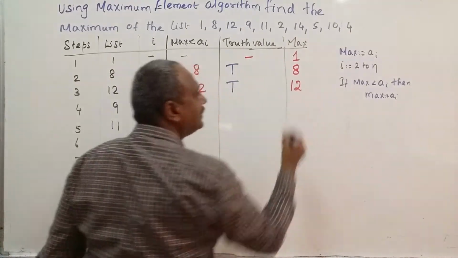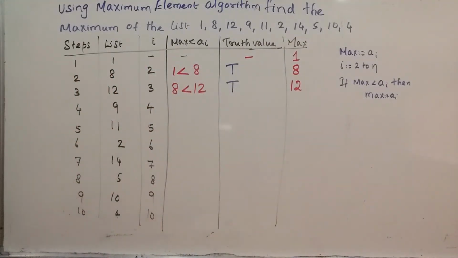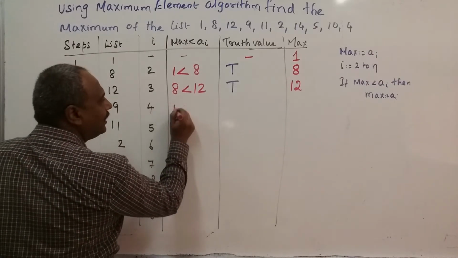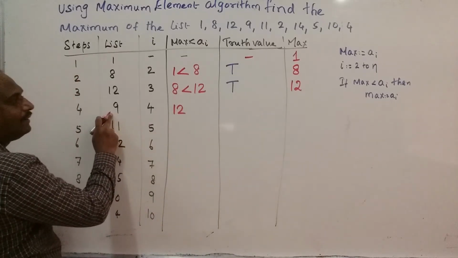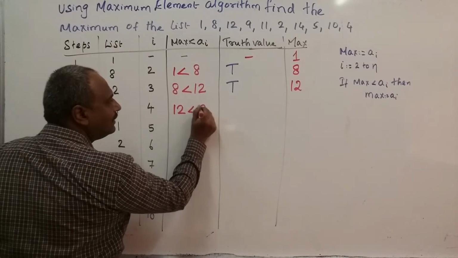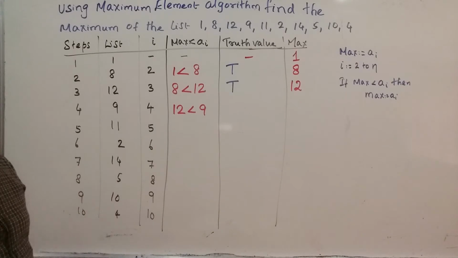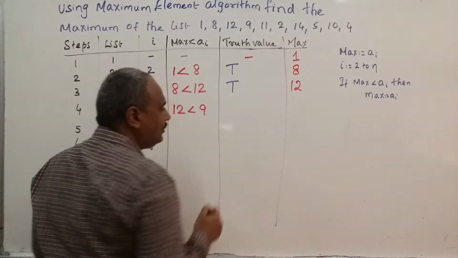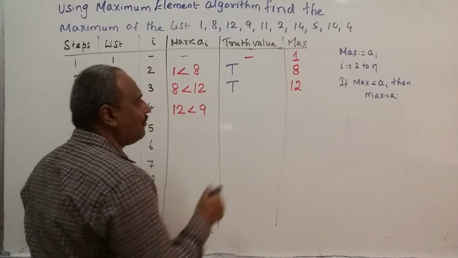12 will become the maximum number. Now it is going to check in the next step. 12. What is the number here? 9. Is 12 less than 9? It is going to check, and the value will be produced as false.